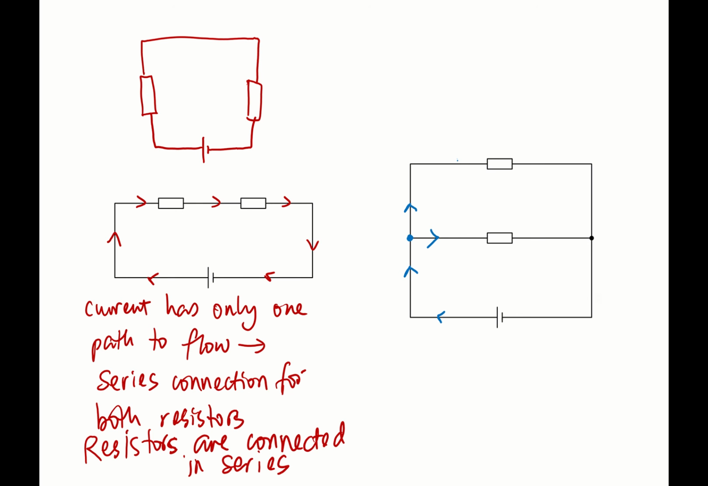And the current each flows along its own path and then recombines. I'll highlight the next one in green. And then recombines at the green junction. So in this case, after it recombines, it goes back to its original value. So in this case, we say both resistors are connected in parallel.